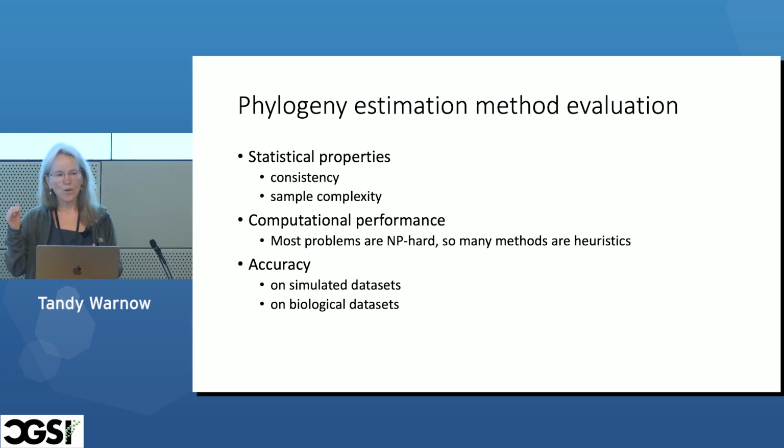Okay, so when we evaluate a method, we want to look at its statistical properties. Is it statistically consistent? How much data does it need to be accurate with high probability? That's a sample complexity problem. Then there's computational performance, runtime, and memory usage. Then there's accuracy, by which I mean on data. So on simulated data or on real data. The problem with real data is you don't usually know the truth. The problem with simulated data is it's not necessarily realistic. But you basically look at both. Okay? So these are the types of things you look at.